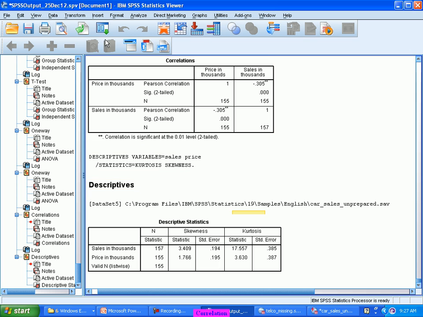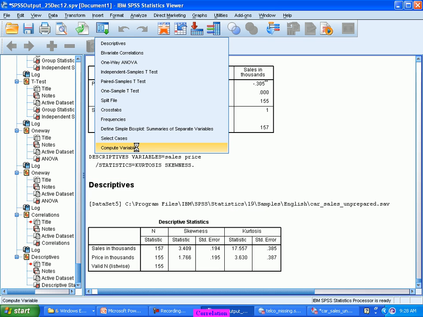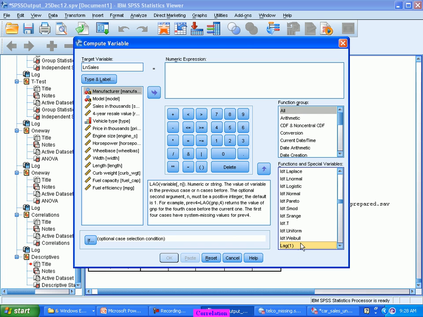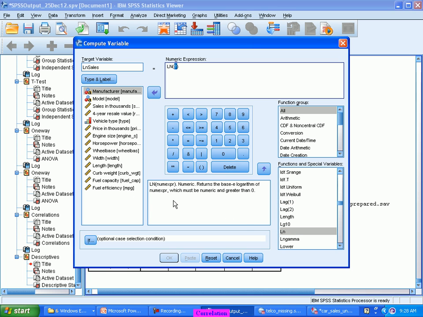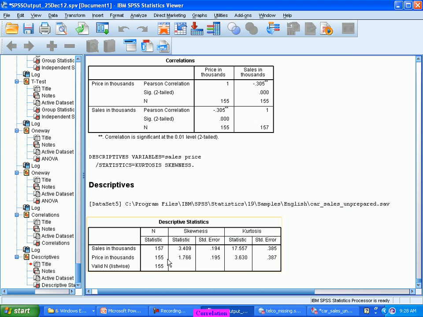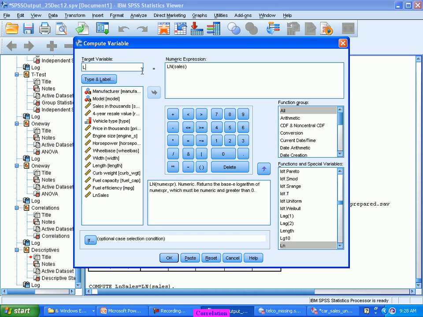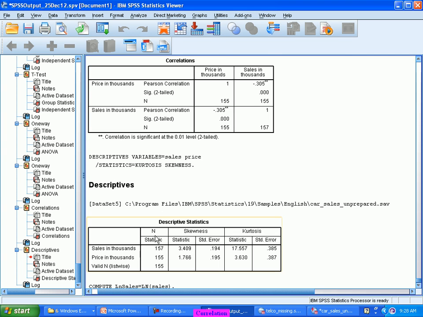Now let's say when I do the transformations, I'm computing two variables. I'll call one log sales, where I'm using log and inputting sales in thousands. So I'm getting a new variable called log sales. Similarly, I'm computing log price. This is the input I am giving for log price. So I have two new variables.